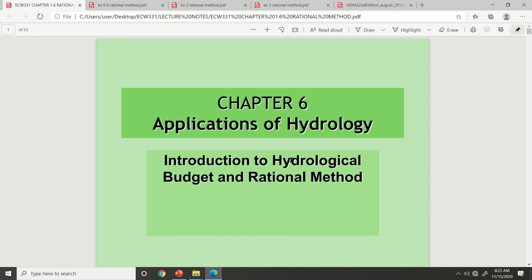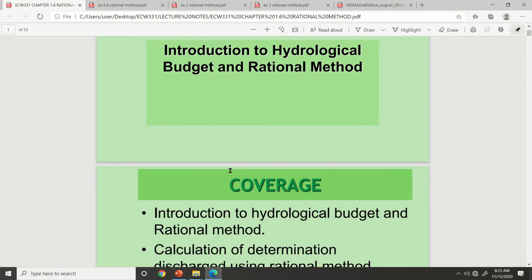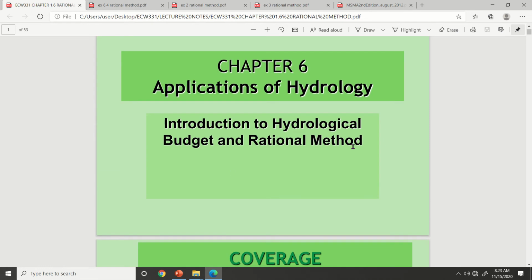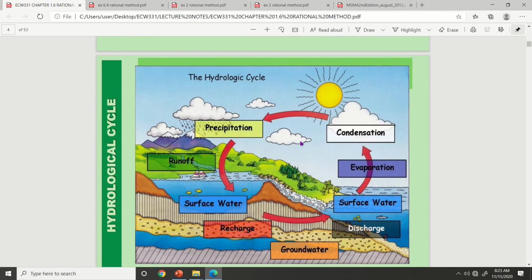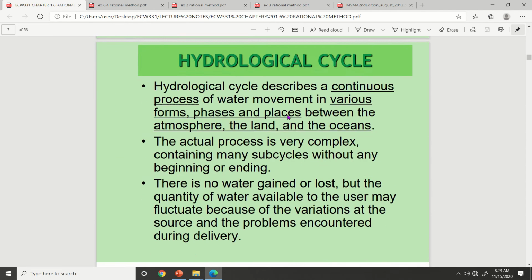For this introduction, hydrological budget, you have learned this hydrological budget before. And today we will learn about the rational method. Okay. So this is the hydrological cycle that you learned previously.